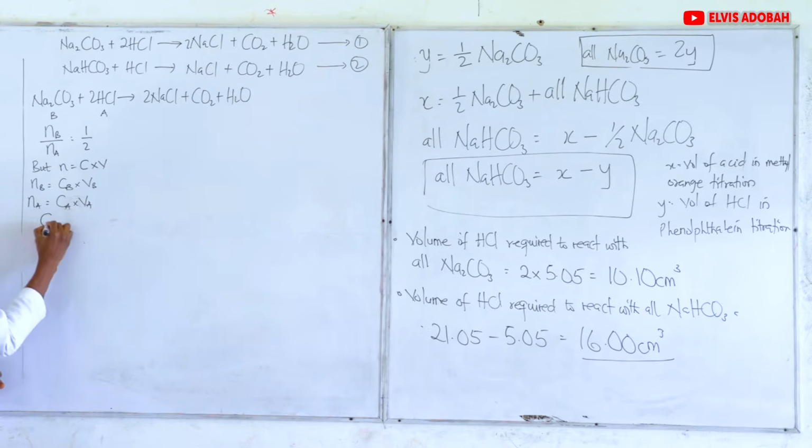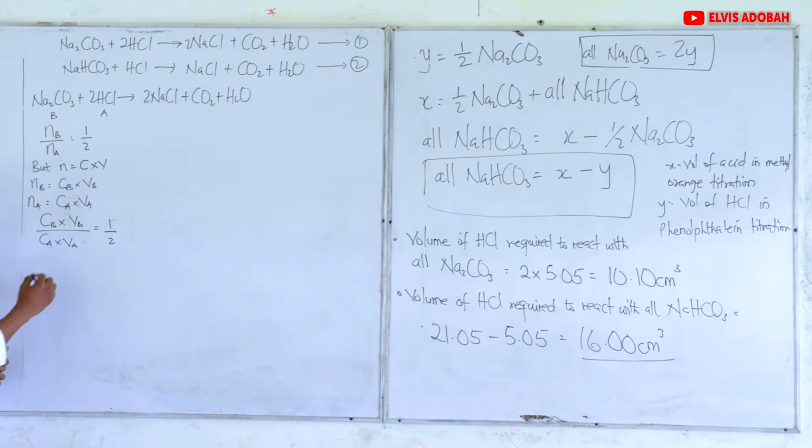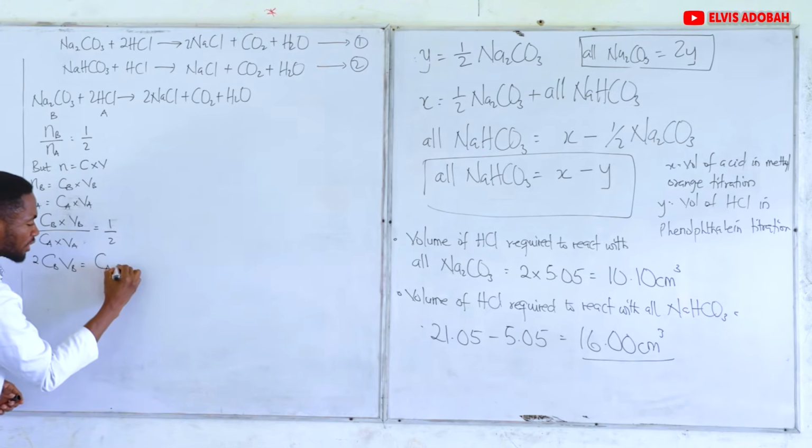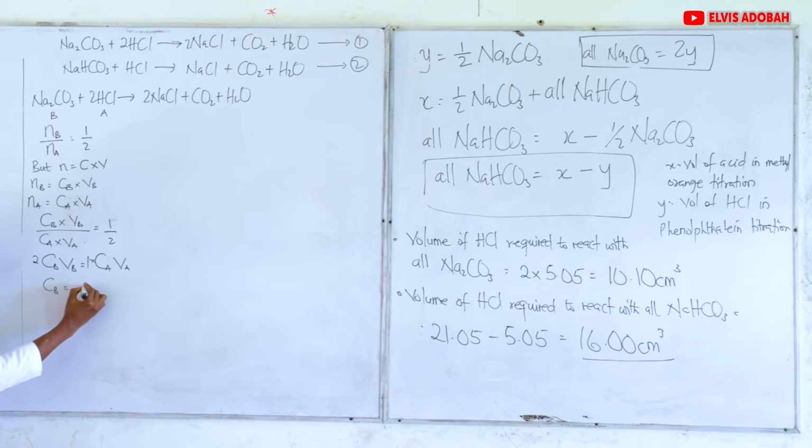So this part becomes concentration of B times volume of B divided by concentration of A times volume of A. And the ratio is 1 out of 2. We can just simply cross multiply. Then we get 2 times concentration of B, volume of B is equal to concentration of A, volume of A times 1. Now we need a concentration of B. In this case, our B is sodium carbonate. So concentration of B is concentration of A times volume of A divided by volume of B times 2.